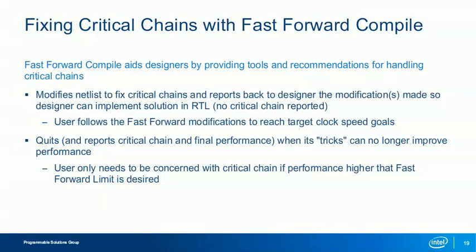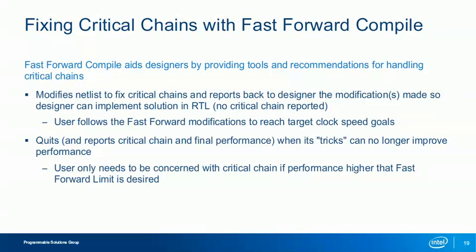So instead of stopping and reporting a critical chain, Fast Forward Compile automatically edits the critical chain and continues on to the next. To do this, it employs Hyper Retiming to remove barriers to retiming like asynchronous clears and use and preserve attributes, Hyper Pipelining to add new registers to the critical chain path, and Hyper Optimization to do some advanced design changes beyond Hyper Retiming and Hyper Pipelining. Fast Forward Compile then reports back to the user the netlist changes that were made to improve performance so the designer can implement the solutions directly in their RTL. No more trying to iteratively understand and fix critical chains.